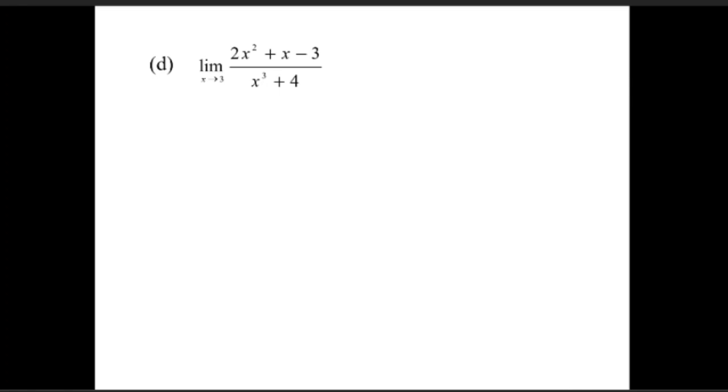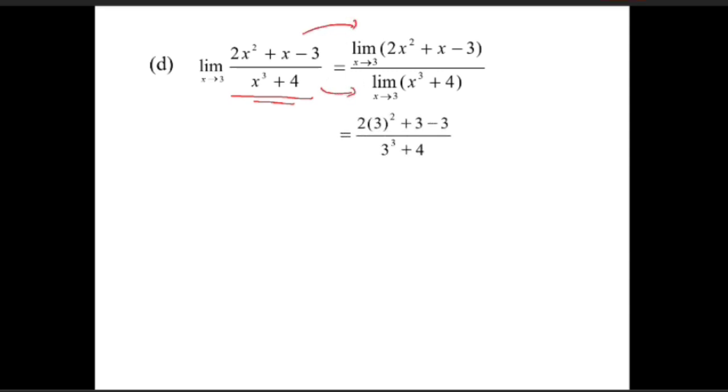Same for D. If we have the function as a fraction, then we can separate the limit into the numerator and also the denominator limits. Okay, separate into 2, and then you can substitute the value of x. And it's 18 over 31. You don't necessarily need to separate the limits like this if it's not needed.